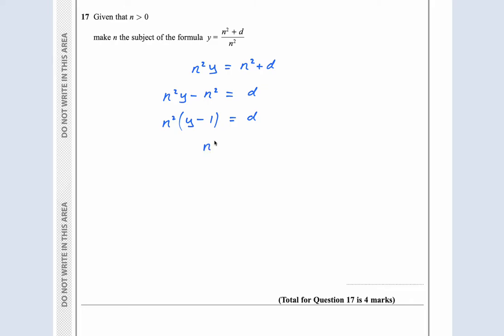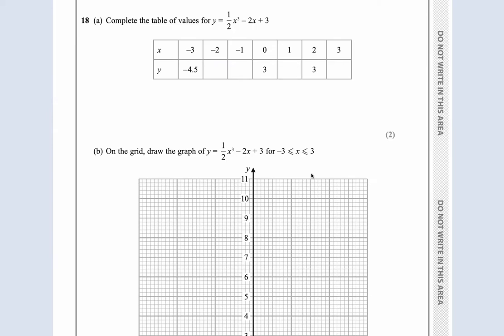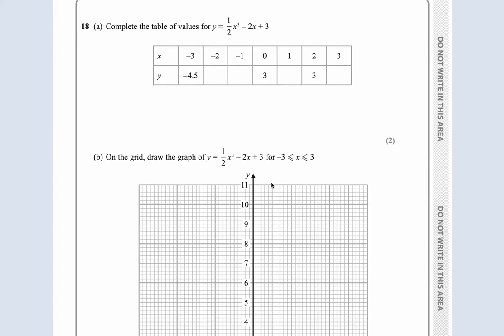Therefore, finally, n squared equals d over, because I'm going to divide by this y minus 1. And that's the answer. N squared equals d over y minus 1. Oh no, sorry, that's not the answer, because that's n squared. I'm trying to find n, sorry. So if that's n squared, to get n, I just get the square root. So it's the square root of d over y minus 1. Done.